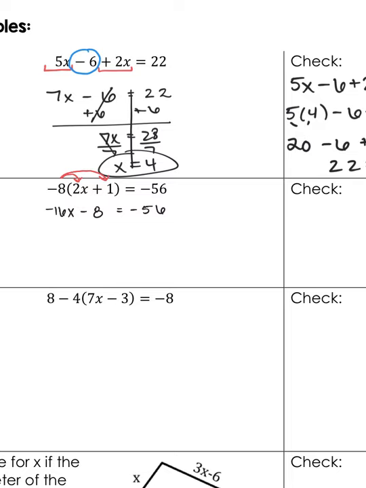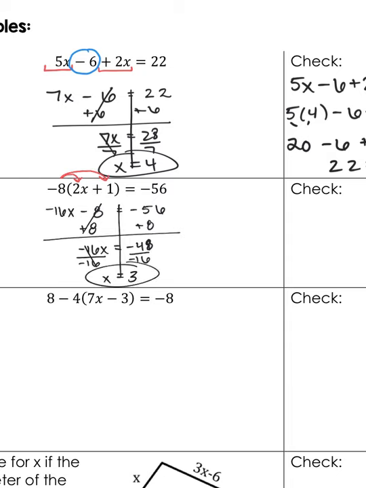Now I have a two-step equation, so I'm going to draw my line through my equal sign. My first step is to add 8 on both sides, which leaves me with negative 16x equals negative 48. My next step is to divide by negative 16, which gives us x equals positive 3.